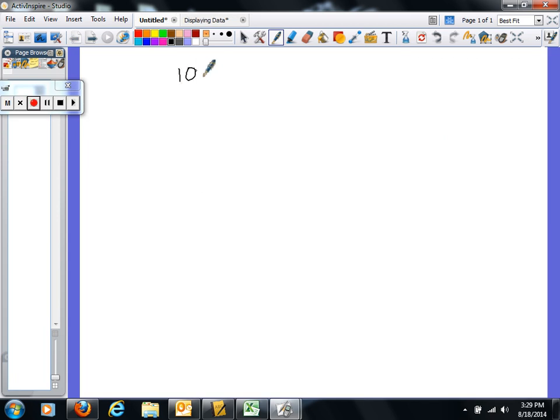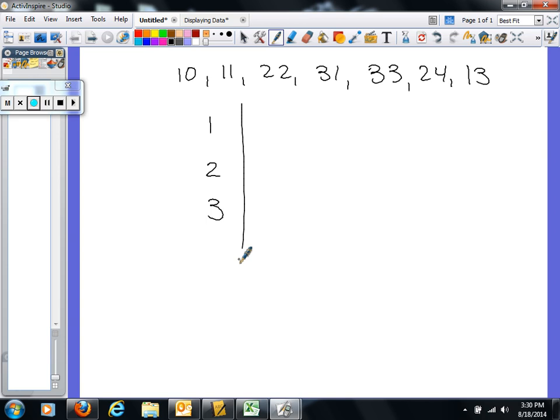If I have the numbers 10, 11, 22, 31, 33, 24, and 13, and I told you to do a stem and leaf plot, all right? My stems would be the tens digit, so it would be 1, 2, 3. My leaves then would be the ones digits. So for the tens, you'd have 10, so that would be a 0. You have 11, which would be a 1. You have 13, so you'd put a 3.